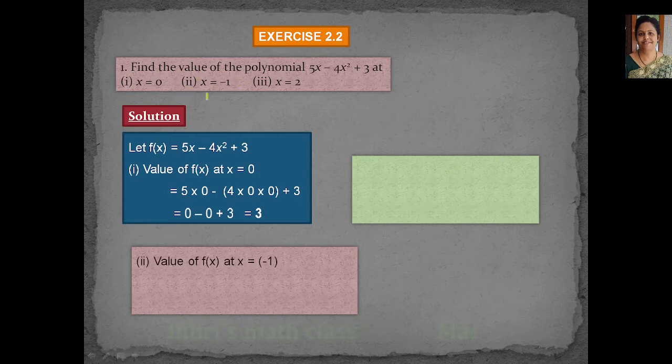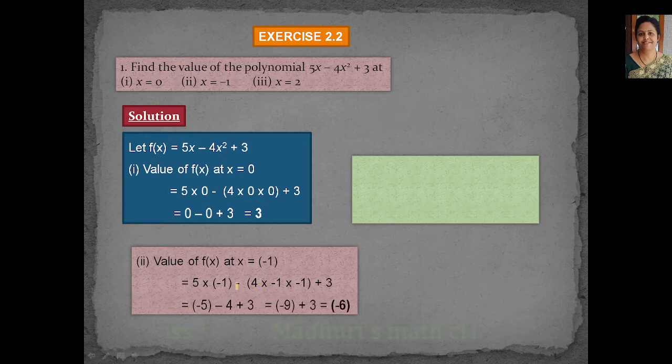Now next one, x is equal to negative 1. Value of f(x) at x is equal to negative 1: f(-1) is equal to 5 into negative 1 minus 4 into negative 1 into negative 1 plus 3. Here 5 into positive into negative is equal to negative. You will get negative 5.